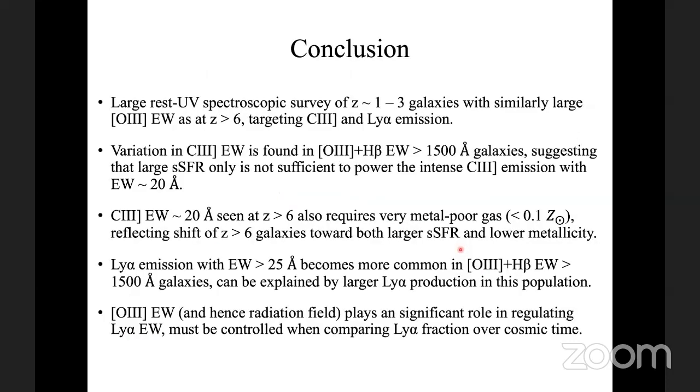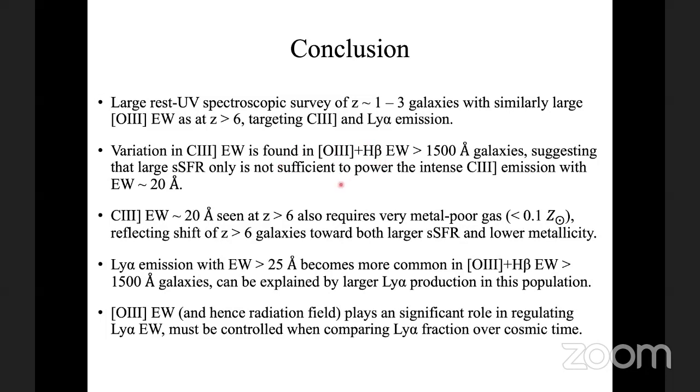So here I summarize my talk. We led a large array frame UV spectroscopy survey targeting galaxies with very large O3 plus H beta equivalent width at redshift 1 to 3, which can be used as an analog of reionization-era galaxies. We're targeting their carbon-3 and Lyman-alpha emission. We found that for the Lyman-alpha and the carbon-3 equivalent width, there's a large variation even in galaxies with very large O3 plus H beta equivalent width.